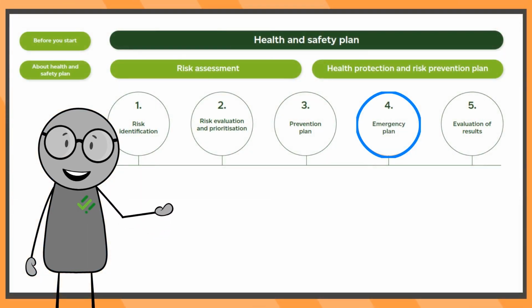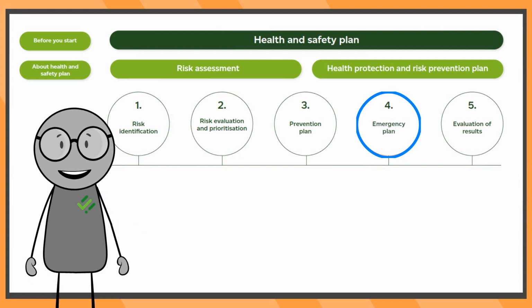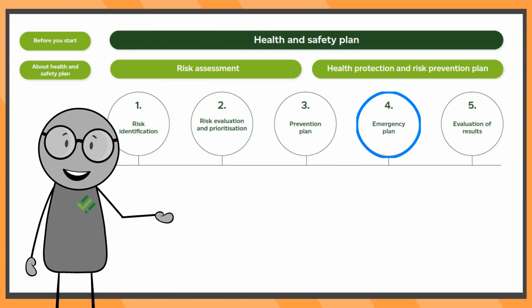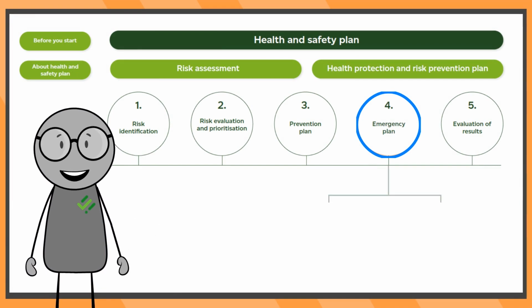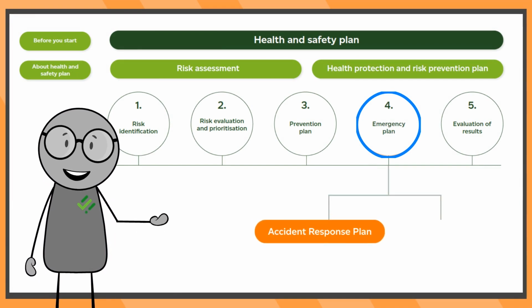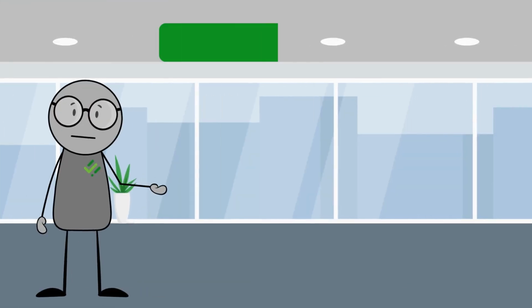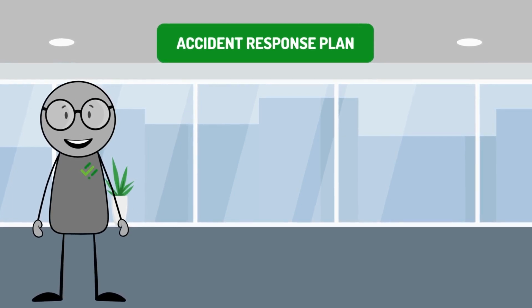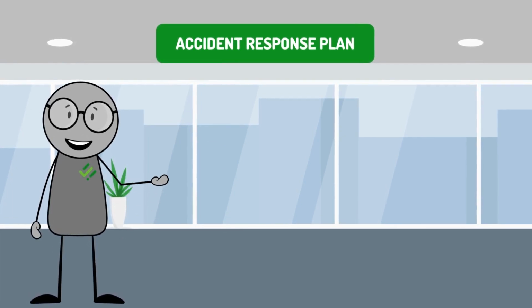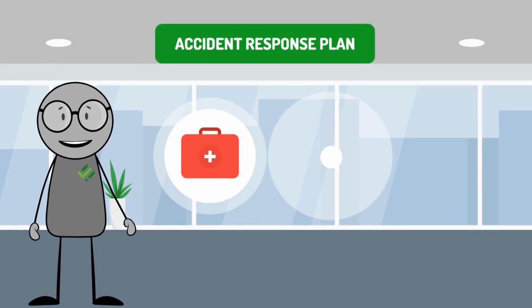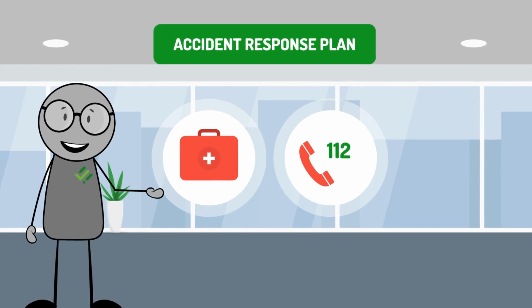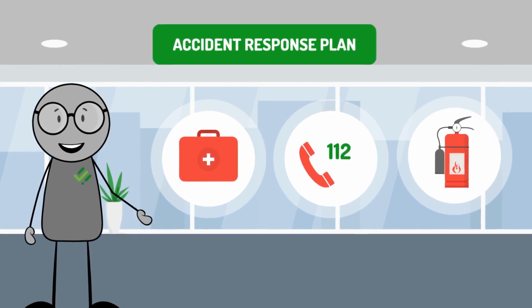An emergency plan specifies how to respond to specific risks such as fire, natural disasters, and serious illnesses or accidents. The emergency plan is typically divided into an accident response plan and an evacuation plan. The accident response plan describes how to respond to accidents or serious illnesses that may occur at the workplace.